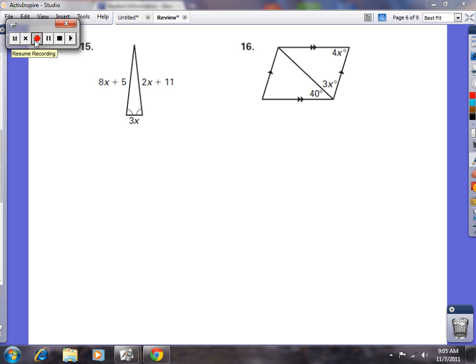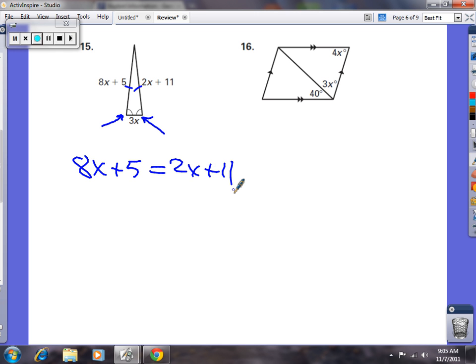Okay, right here, yes. This should jump out at you. This angle matches up with this angle. So, Horacio, if these two angles match up, there's the theorem in 4.6 about isosceles triangles that says this side and this side also match up. If two sides are equal, their opposite angles are equal. But if two angles are equal, the sides opposite are equal. So if this side equals this side, 8x plus 5 equals 2x plus 11. There's your equation. From here on out, it's algebra.